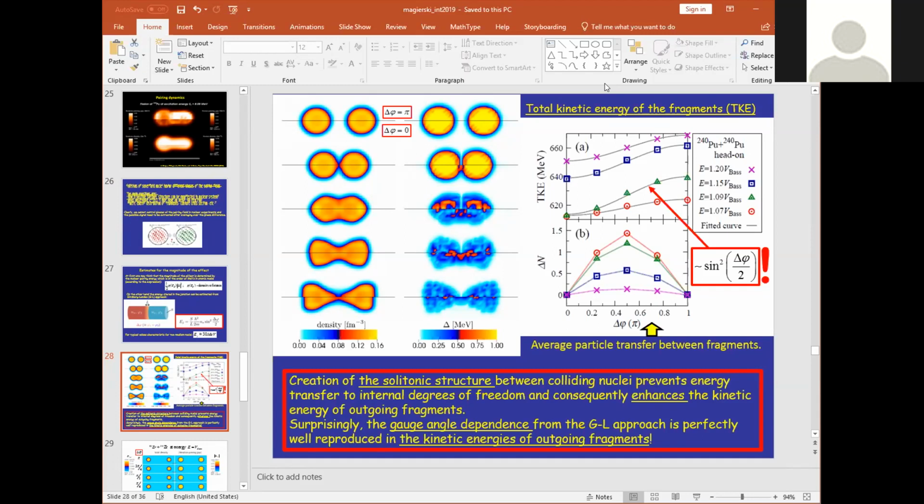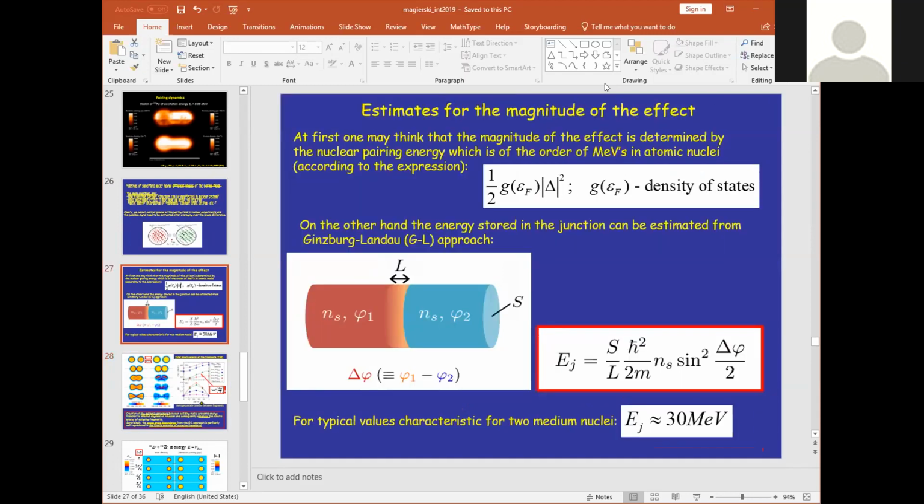So this is what is shown here, the kinetic energy of the fragments as a function of the various phase differences between the incoming projectiles. So as you can see, the kinetic energy is rising when the phase difference is rising from zero to pi. And the structure is actually shown here, and you can easily see that this is exactly the sine square. This is the sine square term here.